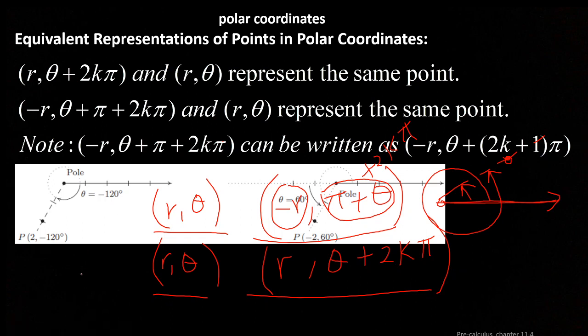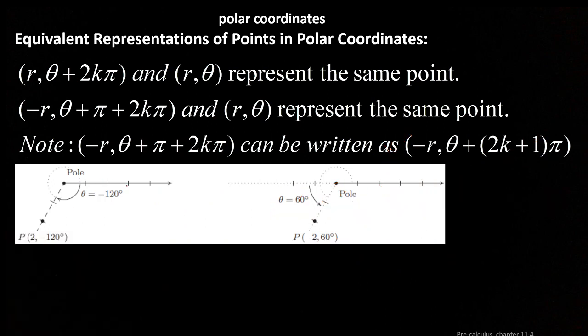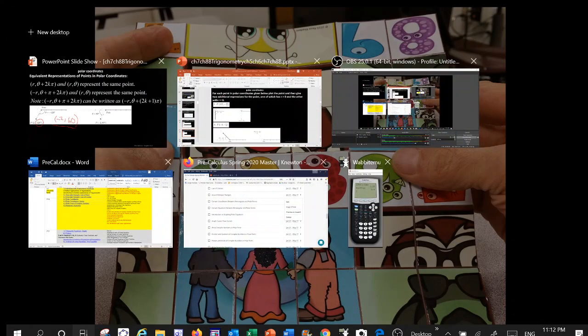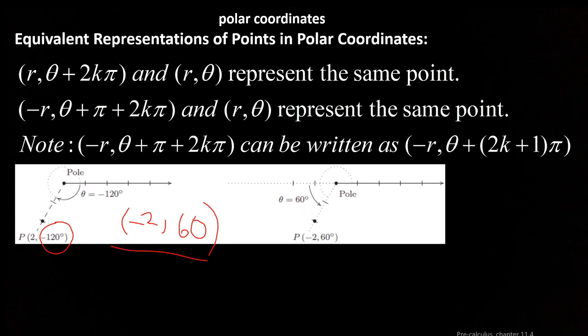So here is an example. If I want a point that is the same as that but has a negative r, I can write it as, I make 2 negative, and then the angle, I'm just going to add 180 to it because it's in degrees. So 180 plus that would be 60. So these 2 points are exactly the same. Those 2 points are exactly the same, this one and this one.